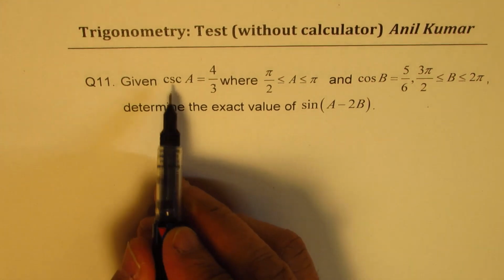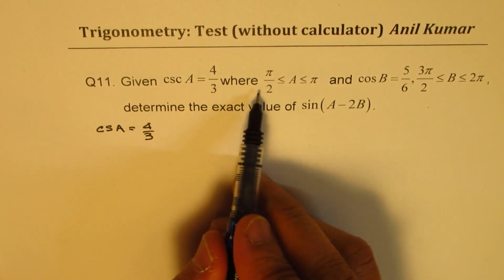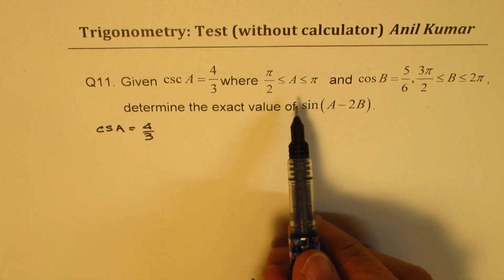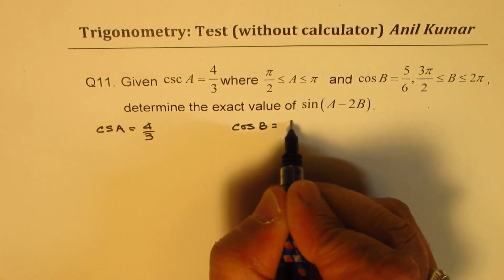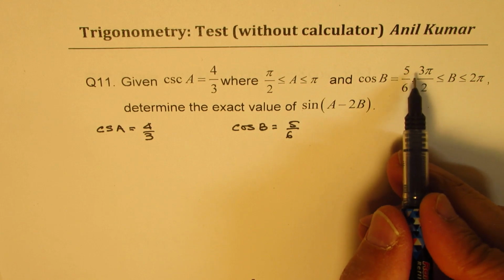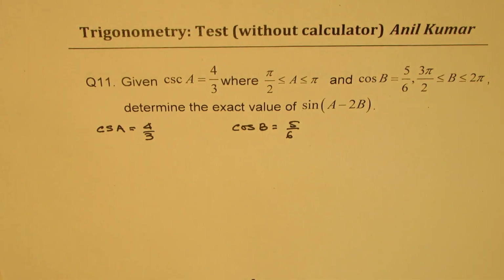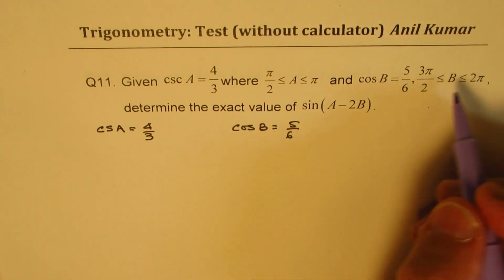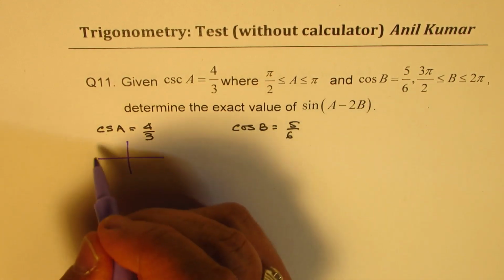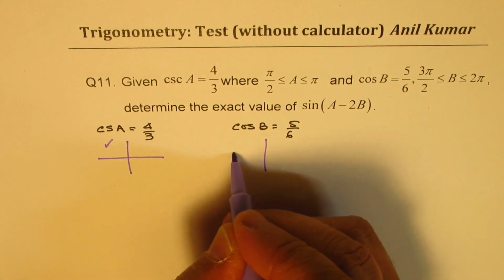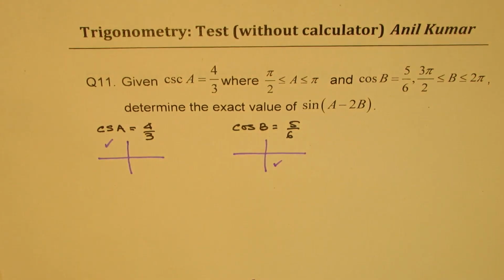Question number 11. We are given cosecant A equals 4 over 3, where A is between pi by 2 and pi, and we are given cos B equals 5 by 6, where B is between 3 pi by 2 and 2 pi. Determine the exact value of sine (A minus 2B). Now, when we say between pi by 2 and pi, that means A is given to us in quadrant 2. On the other hand, B is given to us between 3 pi by 2 and 2 pi, in quadrant 4. Correct?